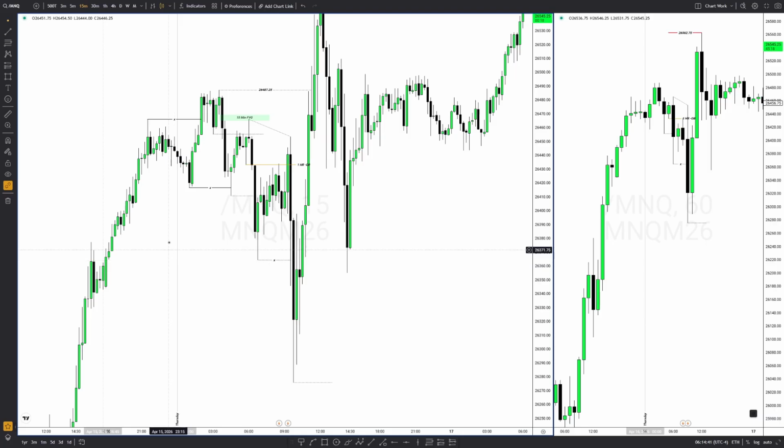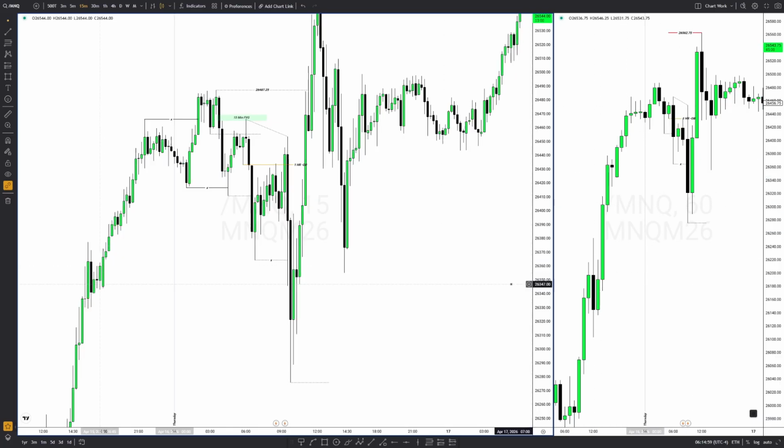And in a sense, you can gather your entries into understanding how structure is supposed to play out if you are going to be bearish intraday.